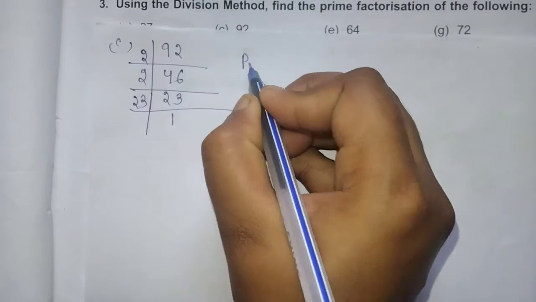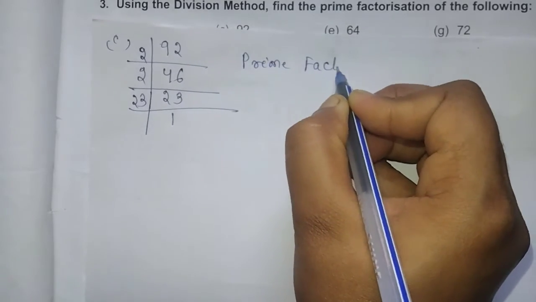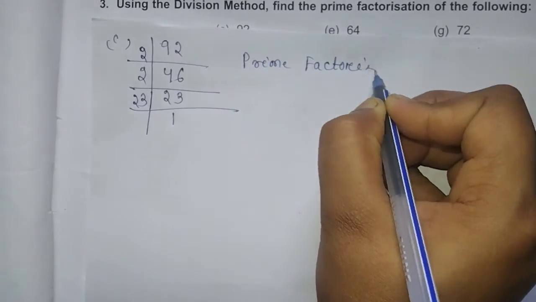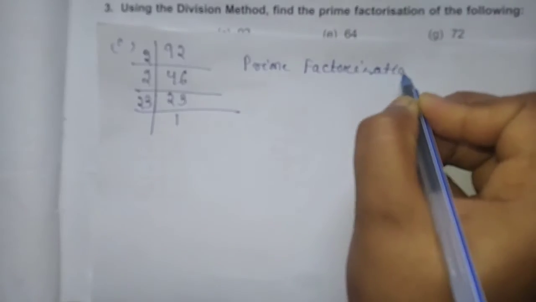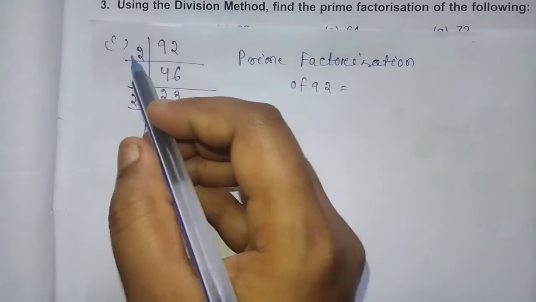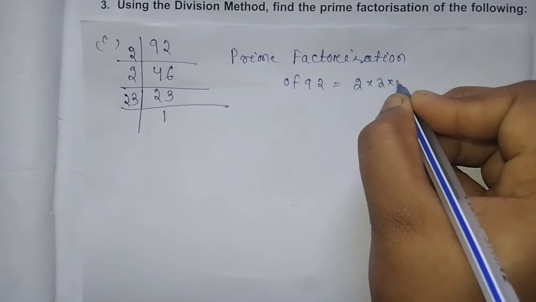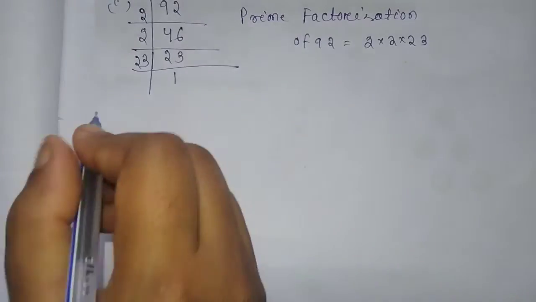Prime factorization of 92. Prime factorization of 92 equals 2 into 2 into 23. Then D.